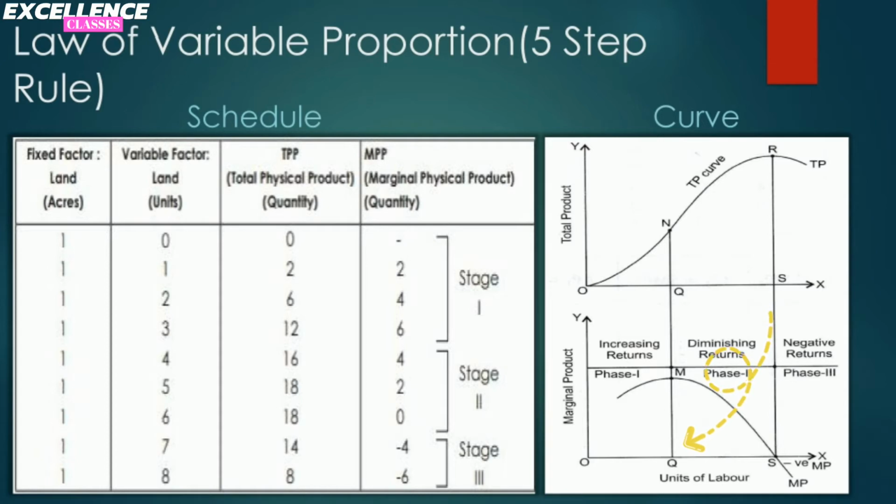Q is the point of inflection where TP stops increasing at an increasing rate and starts increasing at a diminishing rate. Memorize this observation of point of inflection because it can be asked in 1-mark question.